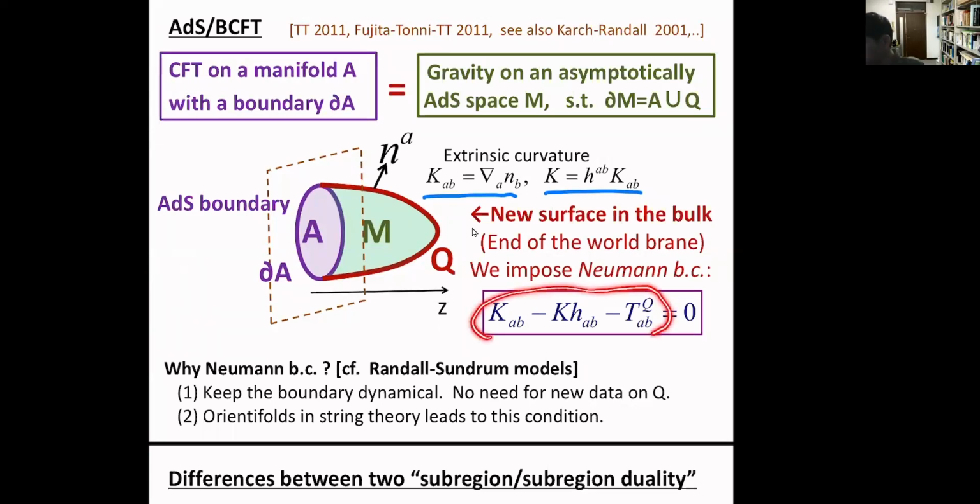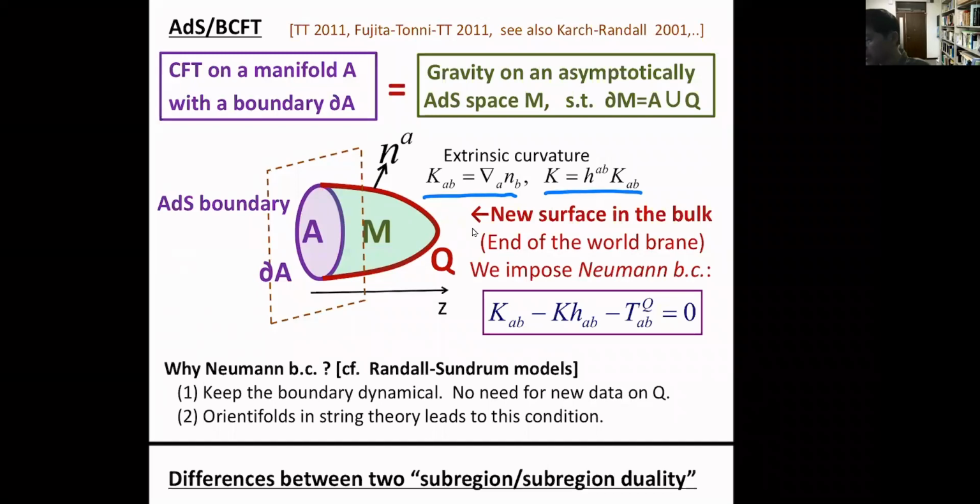Using this K_ab, we can write down the so-called Neumann boundary condition, where K_ab is basically 0, but sometimes we can also put some localized matter on Q. This looks like the Einstein equation, Einstein tensor equal to energy momentum tensor, but this is the boundary energy momentum tensor, and this is a kind of boundary analog of the Einstein tensor. This is very familiar and appears many times in general relativity. I will also explain this more later.